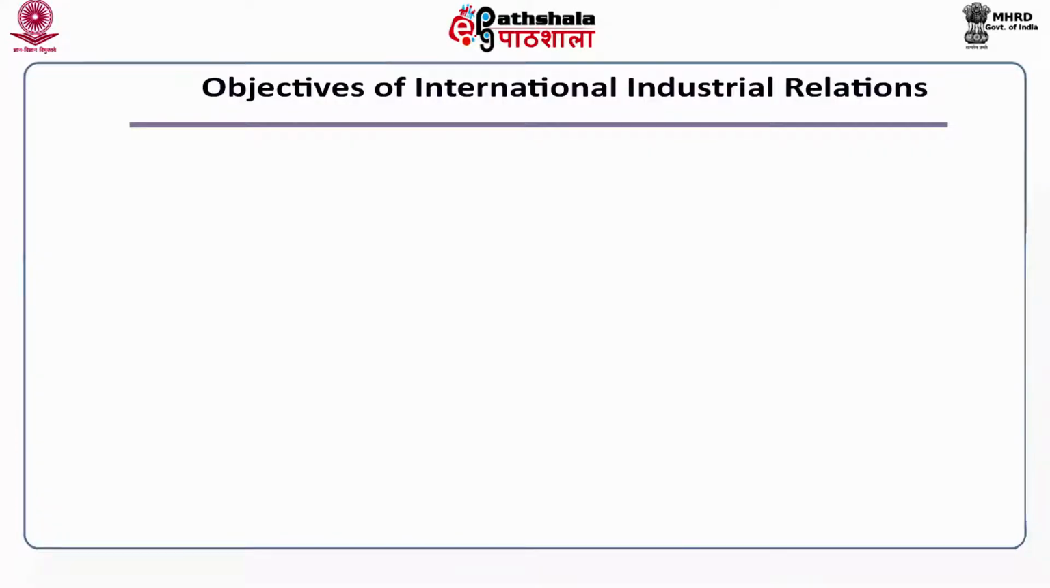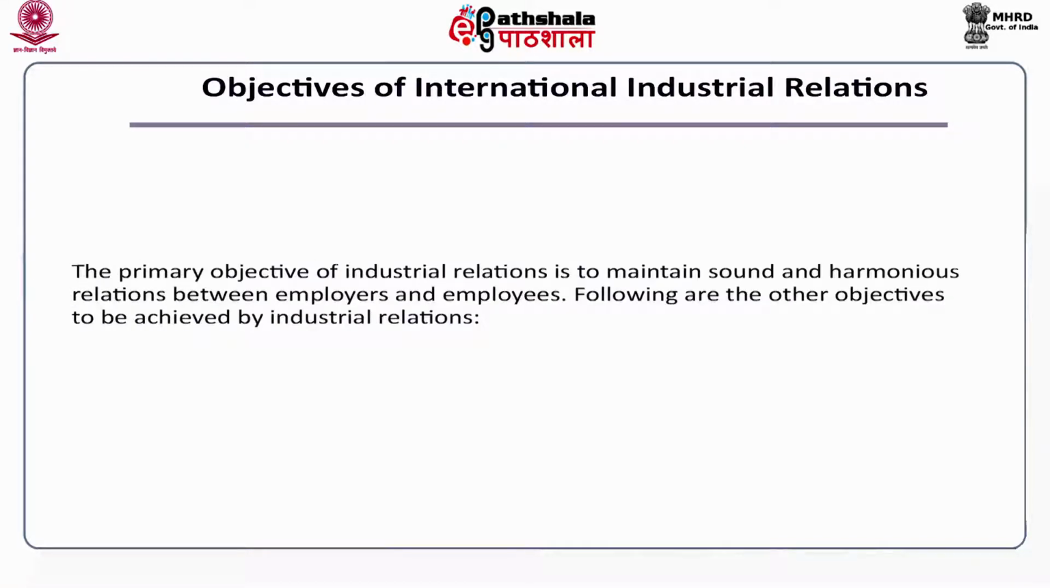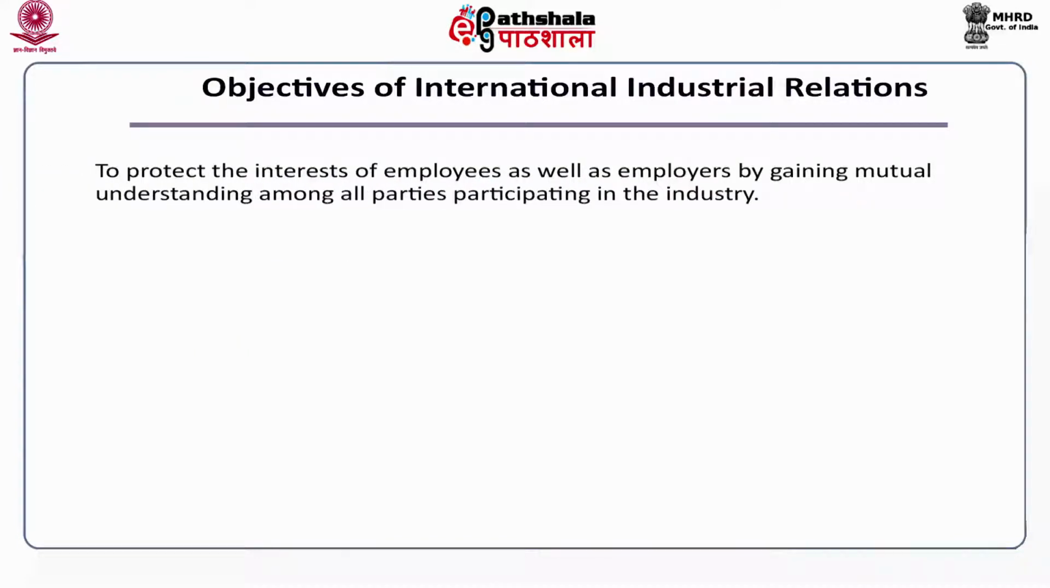Objectives of international industrial relations. The primary objective of industrial relations is to maintain sound and harmonious relations between the employers and the employees. Following are the main objectives which are to be achieved by the industrial relations. The first objective is to protect the interests of the employees as well as employers by gaining mutual understanding amongst all the parties participating in the industry.